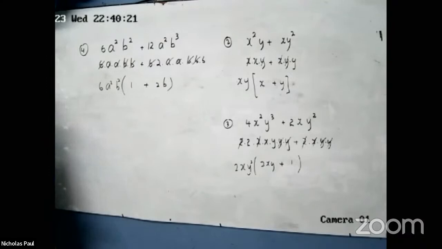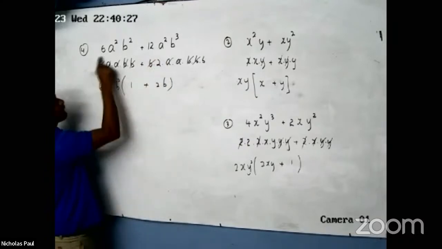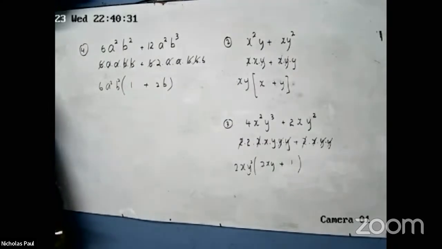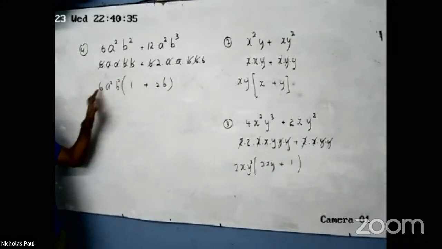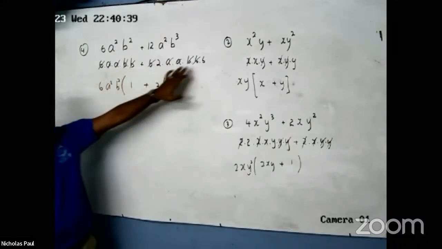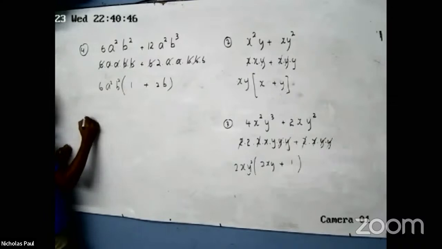Okay? So I expand this out and I expand this out. See that? And then I took out what they had in common. They both had 6 in common. They both had A squared in common. And they both had B squared in common. Okay? I don't like how you all did that.